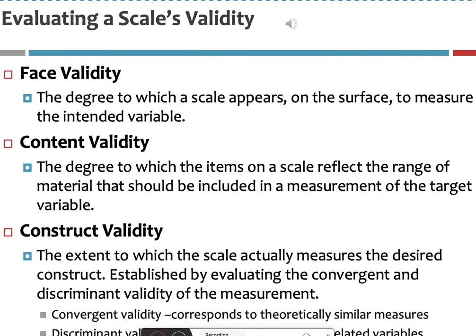So convergent is where we're corresponding with things that are similar to extroversion, and discriminant is where we're not corresponding with things that are unrelated. If we identify a measure or a construct that should not be related to how extroverted people are, then the scores on extroversion should not correspond or be similar to my score on this other thing that's not related to extroversion. Okay?